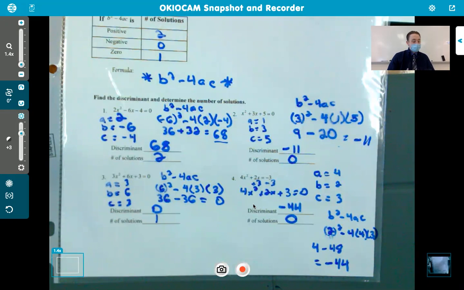Very similar: get the equation equal to 0, list your A, B, and C values, plug those in and find that number. The number itself is going to help us determine the number of solutions that we have. If it's positive, we have 2. If it's negative, we have 0. If it's 0 itself, we have 1. Okay? Everybody good up until this point?